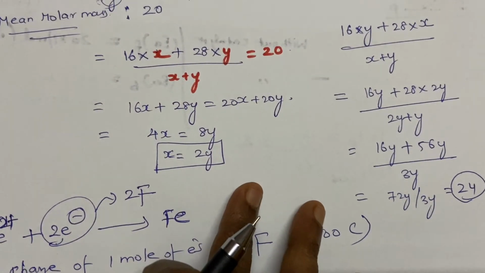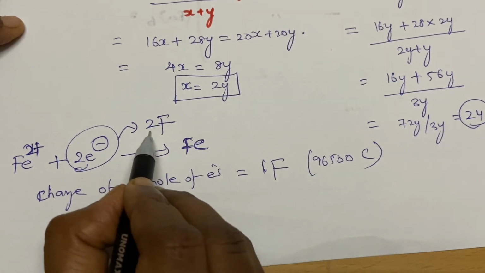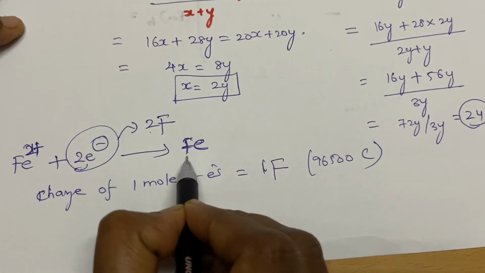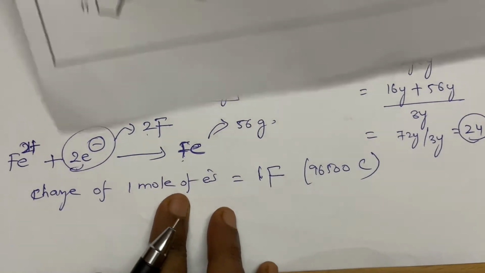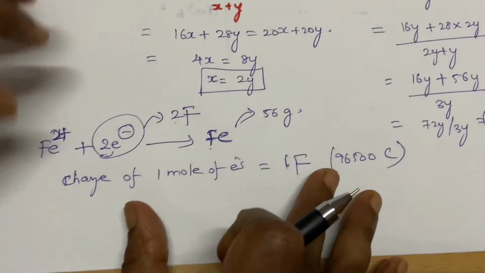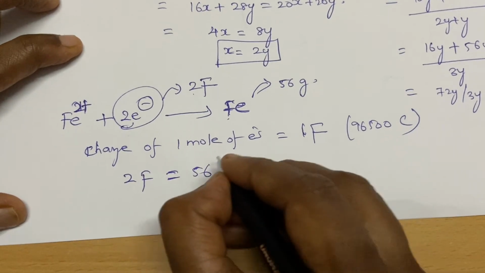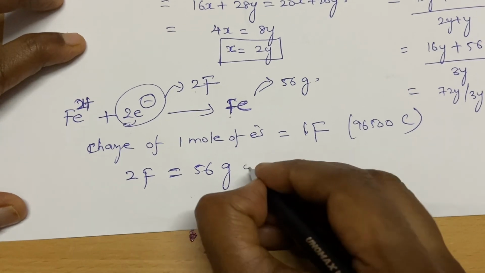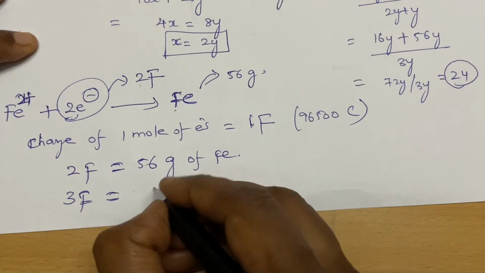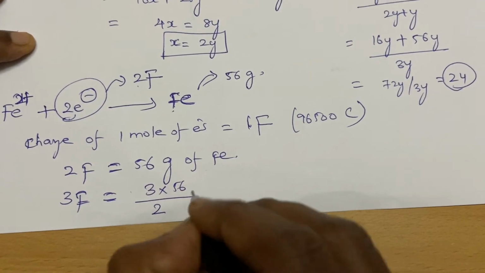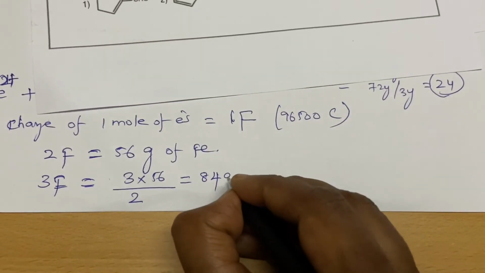And they have asked in terms of grams. While passing 2 Faraday of charge, you are getting 1 mole of iron, so in terms of grams it is 56 grams. They are asking what will happen if they pass 3 Faradays. While passing 2 Faraday you get 56 grams of iron, so for 3F it is 3 into 56 divided by 2, which is 84. So the answer is 84 grams.